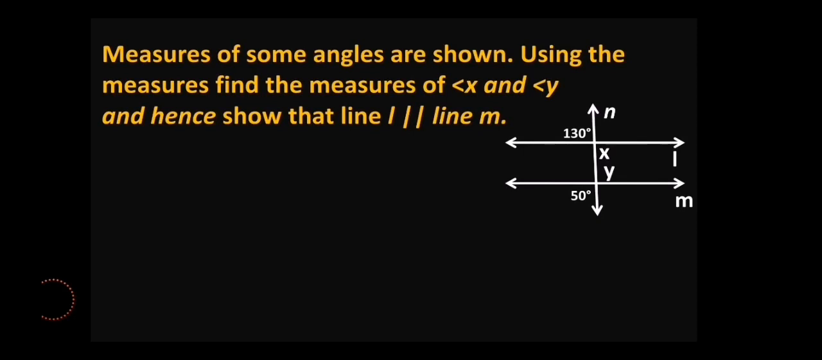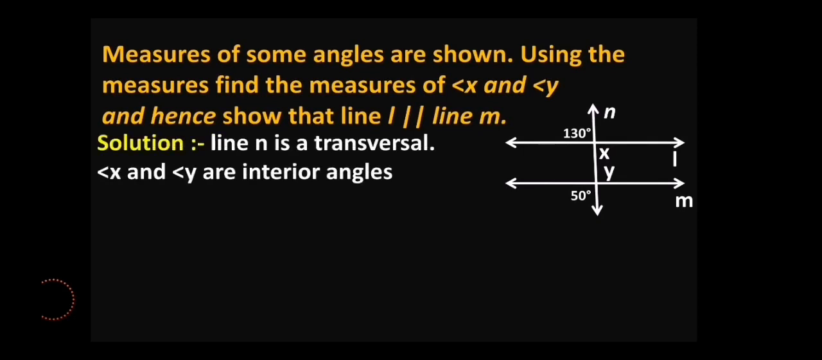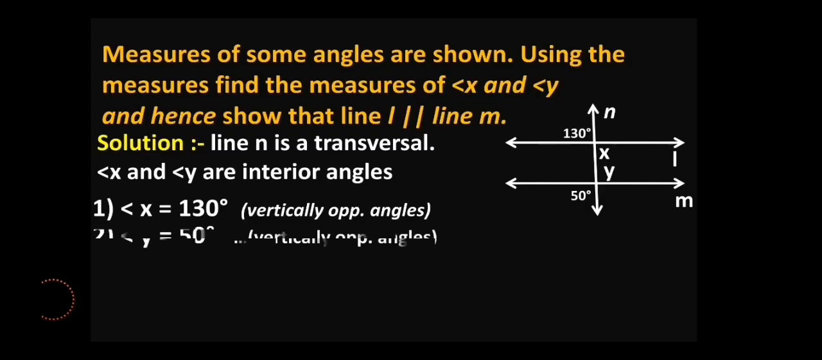Here it is. Very first we need to mention the details. Line N is the transversal, X and Y are the interior angles that we can observe in the diagram. So over here, angle X is equal to 130 degrees because of vertically opposite angles. Same goes with angle Y. Angle Y is also equal to 50 degrees, vertically opposite angles.